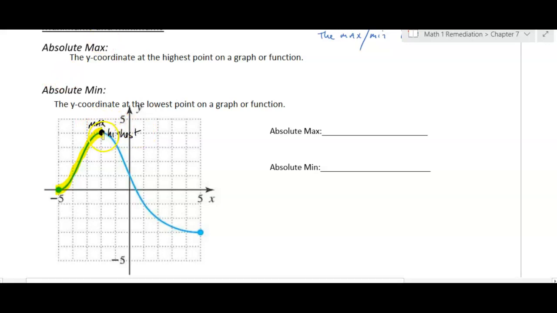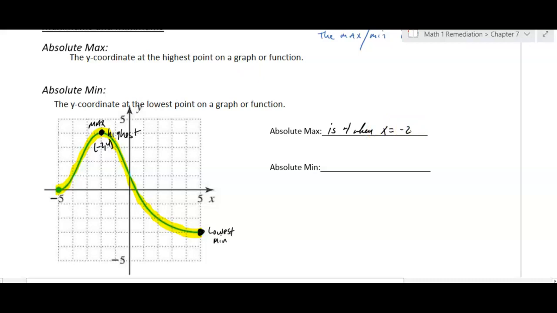Now, as I continue traveling down this hill, we're going to ask ourselves, is this the lowest point on the entire graph? Yes, that is the lowest point, which means it's going to be the absolute min. Now, the absolute max here is at negative 2, 4. That is the ordered pair it's at. But remember, anytime we describe an absolute max or min, we say it's the y value. So the absolute max is the y value of that highest point, for when our x value is what?